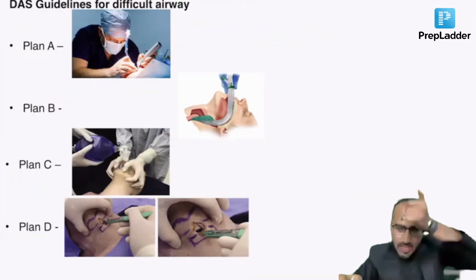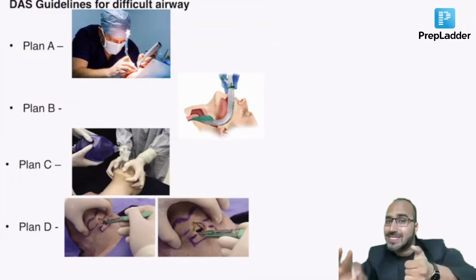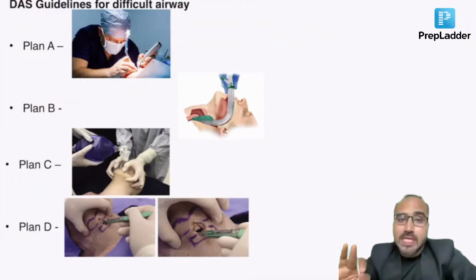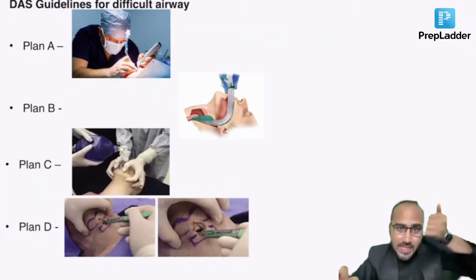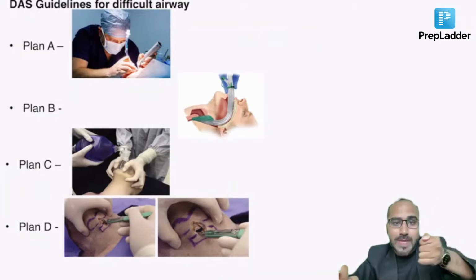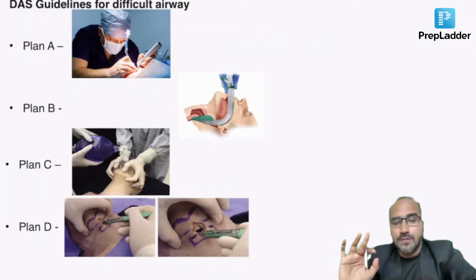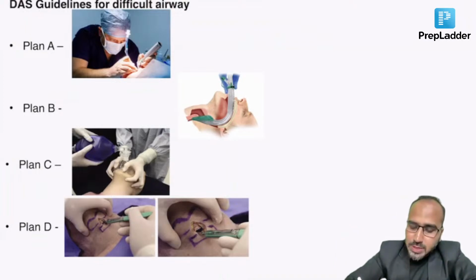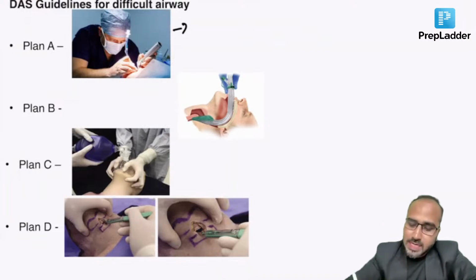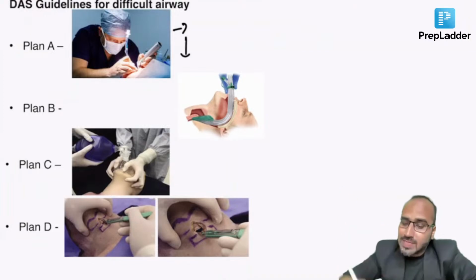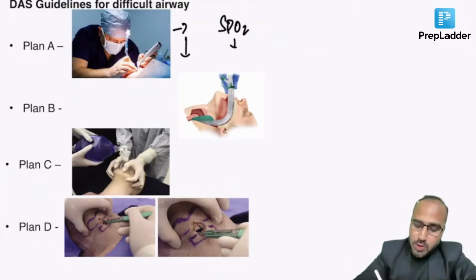What is plan A? You will give your best attempt. Best attempt means proper positioning of the patient and proper laryngoscopy. And you have to give your best attempt to find the vocal cords. Plan A is you try to find the vocal cords and intubate. If plan A fails, and you see that the patient's saturation is falling, then you need to go for plan B.